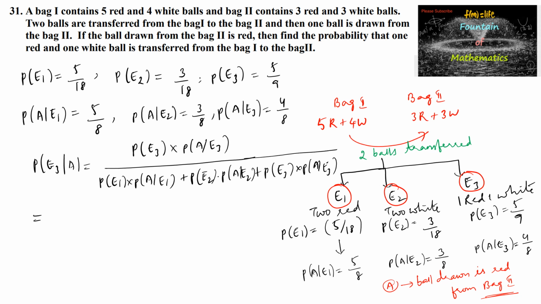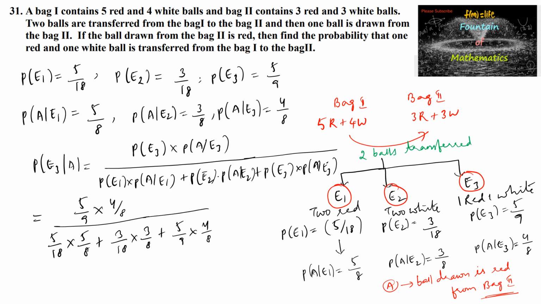which is equal to P of E3, which is nothing but 5 upon 9, into P of A given E3, which is 4 by 8, divided by P of E1, which is 5 by 18, into 5 by 8, plus P of E2, which is 3 by 18, into 3 by 8, plus 5 by 9 into 4 by 8.